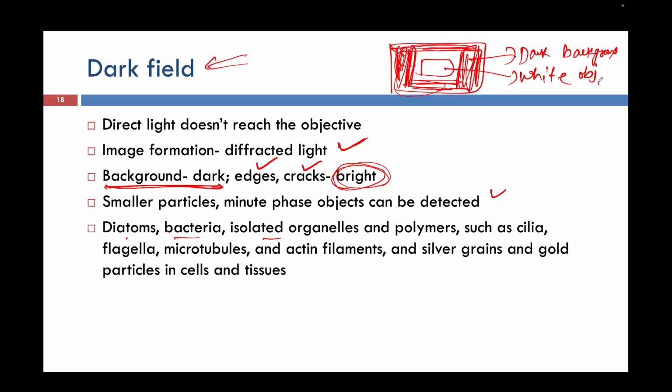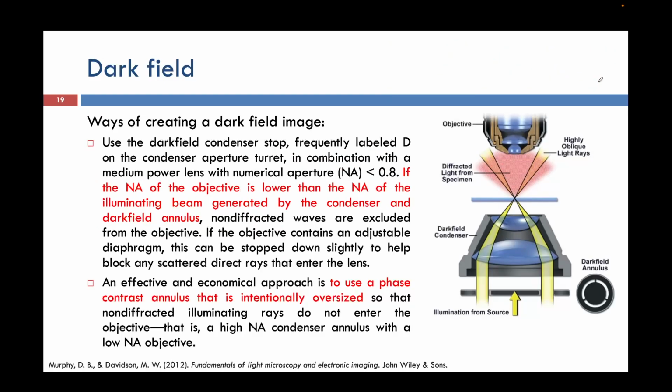So bright field means bright background, dark object; dark field means dark background, white object. Now don't look at this one, because I have written them for your understanding. Just look at this picture, what I was saying. See here, what is the dark field? We will place our objective in such a way that the objective will not collect the non-deviated ray, it will collect the diffracted ray.